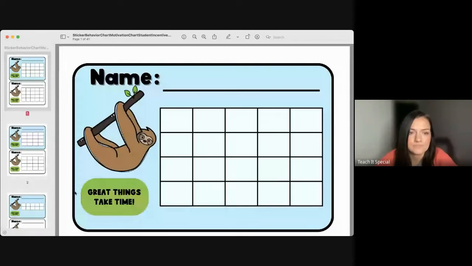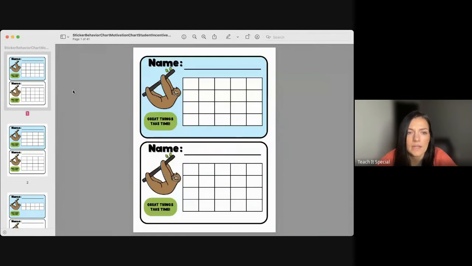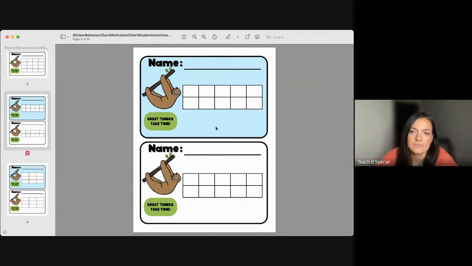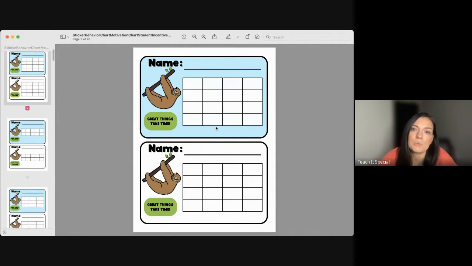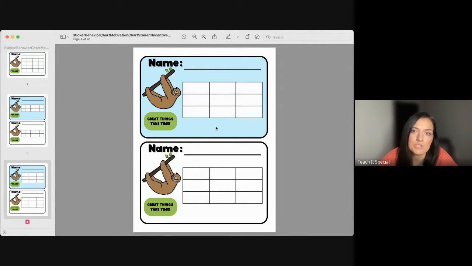Okay, so I wonder if I can go like this. Okay, here you go. So here are some examples of sticker charts. I would say whenever you start something, you don't want to start too small, but you don't want to start too big. So I'd kind of go right in between. Maybe 9 would be a good place to start.